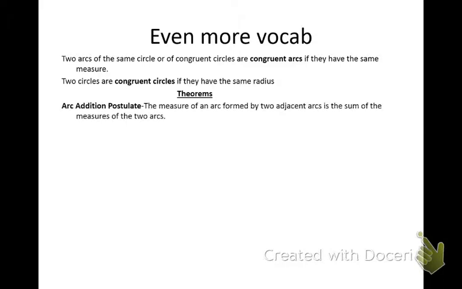Arc addition postulate. The arc addition postulate says the measure of an arc formed by two adjacent arcs is the sum of the measures of the two arcs. So it's just like segment addition. You've got two arcs next to each other, you add them up, and the arc they make is the sum of their measures. So here we've got arc AB plus arc BC equals arc AC.